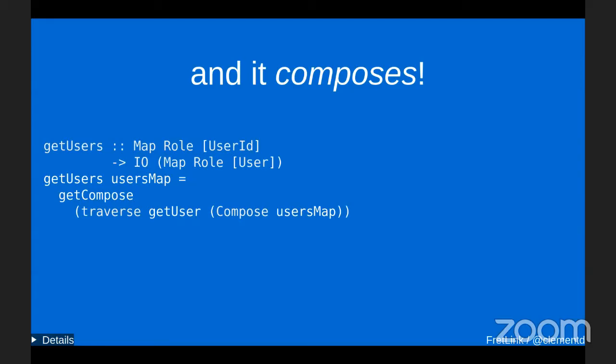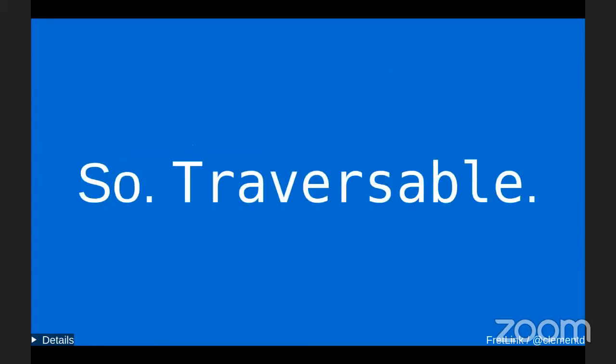And that's it. Compose works for any two traversables. So it's even better than working on many types. You can combine types on the run, on the go, and it will do what you want. So going back to traversable.